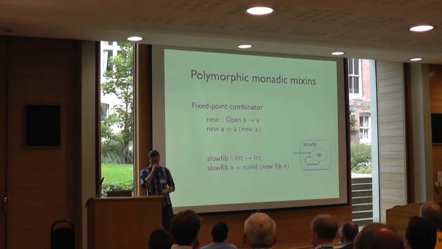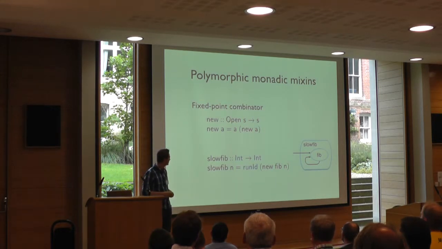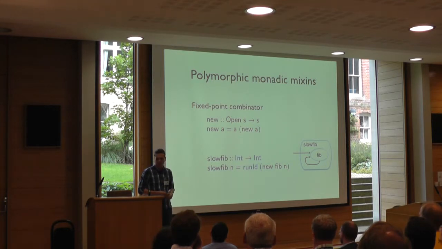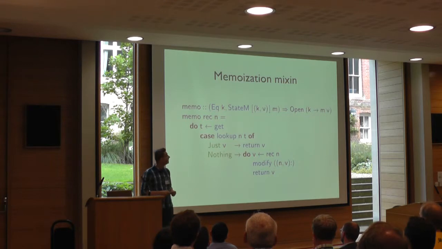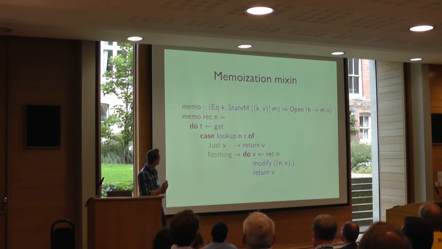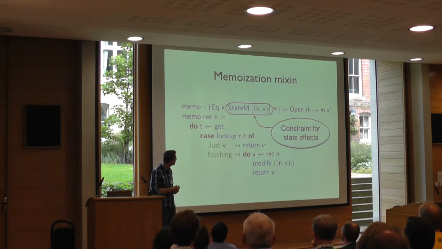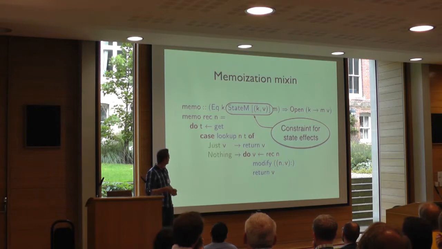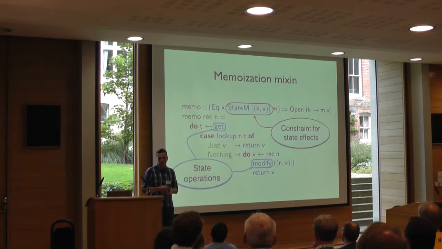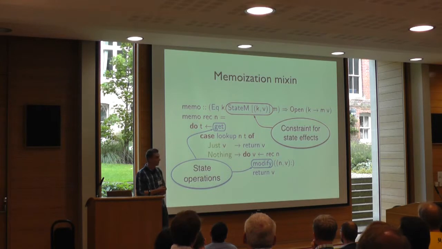Okay, but this function is kind of slow, so it has exponential running time. What we can do is perform memoization, and we can do it in a modular way. We can define another component which does that for us. So here's one, memo. It's again written using open recursion, and it performs a stateful computation. We've got a lookup table here in the state, which is just a list of pairs. What we can then do is perform state operations, get and modify, to consult the table and then update the table.